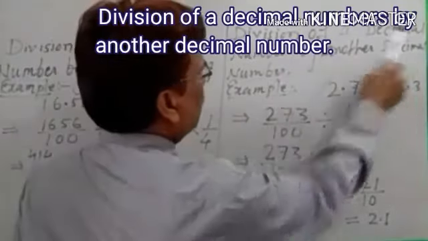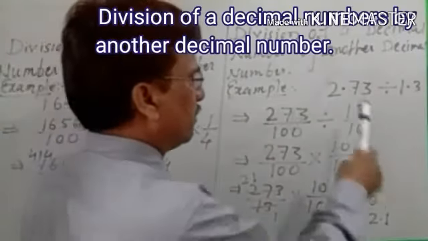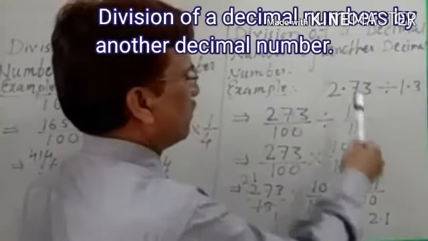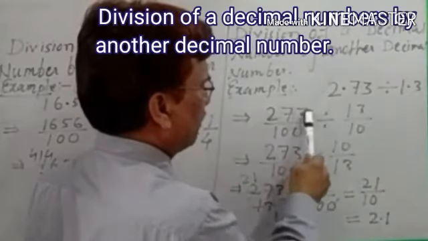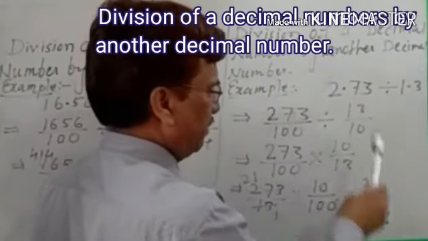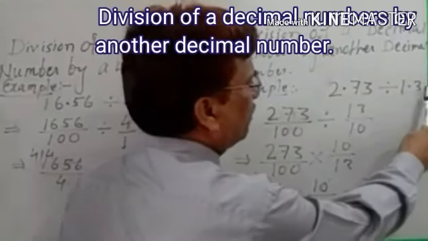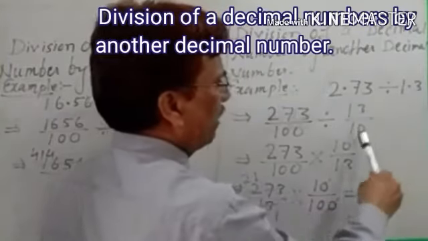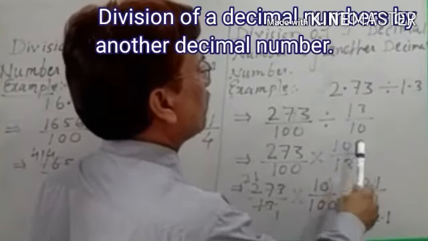Now, division of a decimal number by another decimal number. We take an example. We divide 2.73 by 1.3. Same as before, we can convert it into fraction. 273 upon 100 because after decimal 2 digits, so we have to divide it by 100. Divided by 13 upon 10. We can write 1.3 as 13 upon 10 because decimal 1 digit, so we divide it by 10.